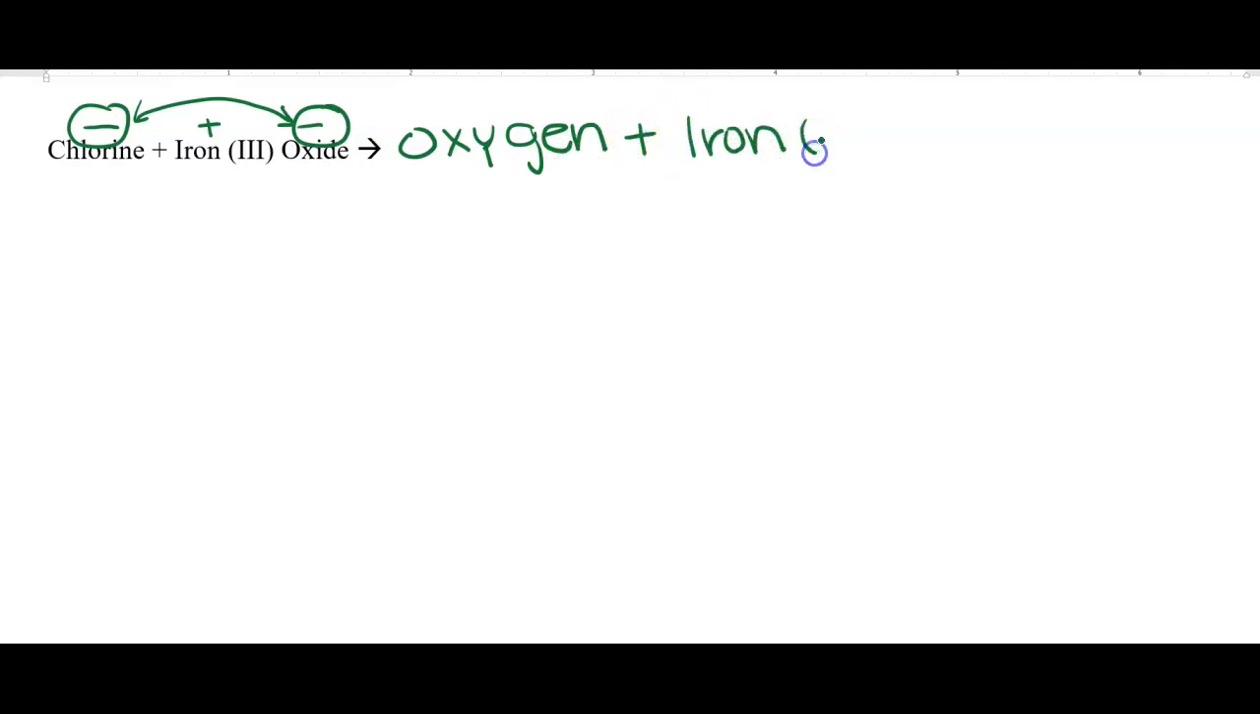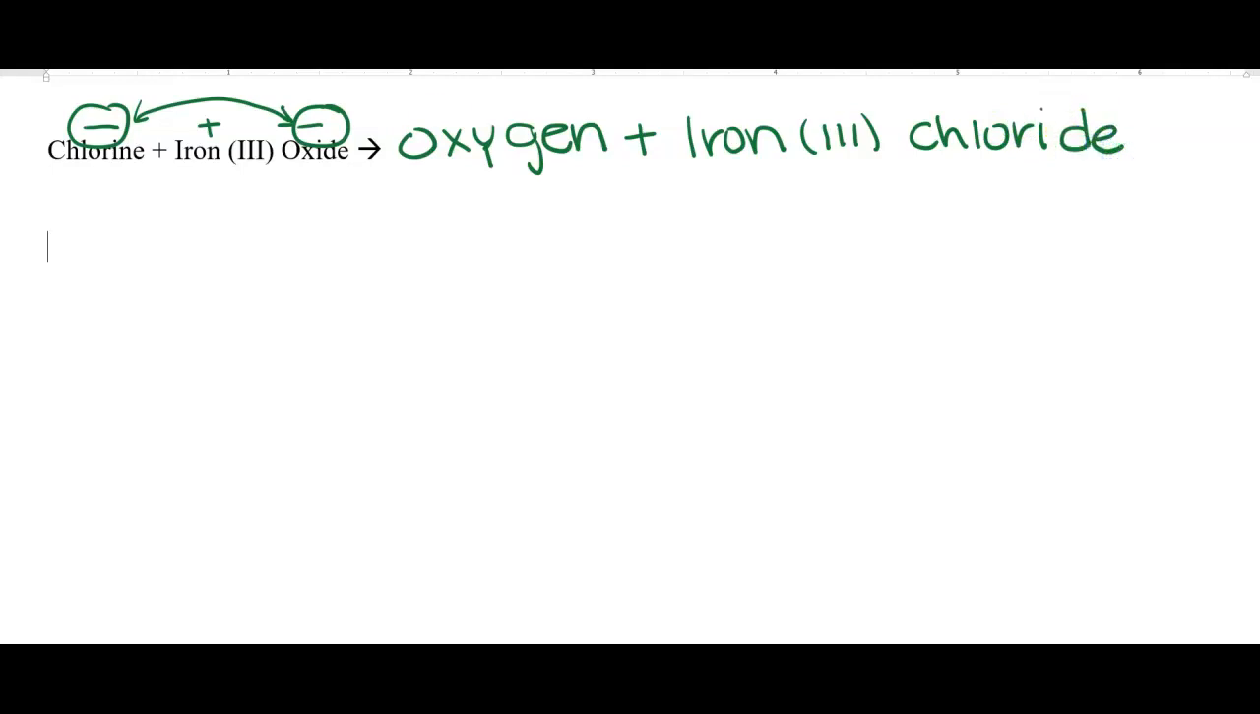Okay, so here we can see we have a single element reacting with a compound. So I like to label whether my single thing is an anion or a cation. So once I know that chlorine is an anion, I'm now going to switch it with the anion of my compound, which was the oxygen. And so now the chlorine is bonded with the iron and the oxygen is by itself.